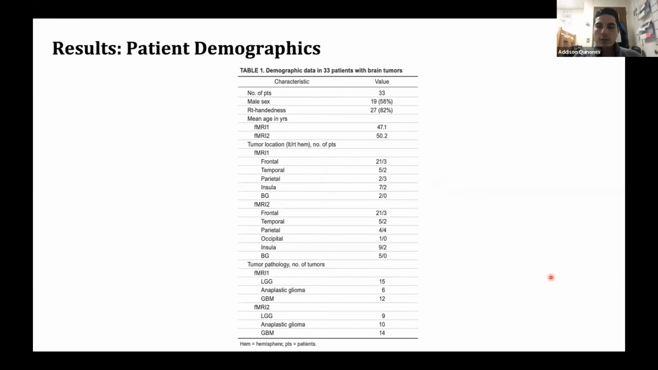Now moving on to our results, we have our patient demographics for our patient sample. We had 33 patients matching our inclusion criteria with similar numbers of males and females. We also had a heavily right-handed sample, which is expected in the general population. The mean age during these scans was 47 years old and 50 years old for fMRI1 versus fMRI2, respectively. The majority of our tumors did involve the frontal lobe, and tumor pathology consisted of low-grade gliomas, anaplastic gliomas, and glioblastomas.